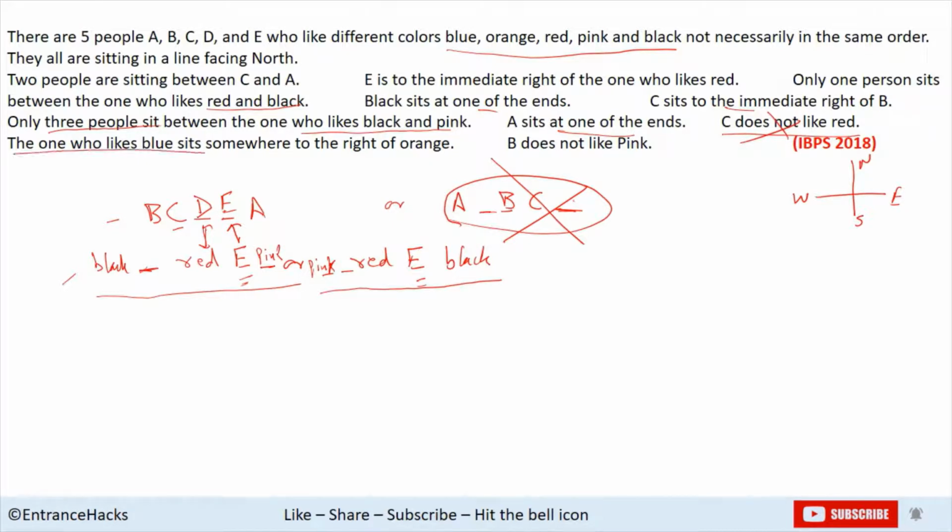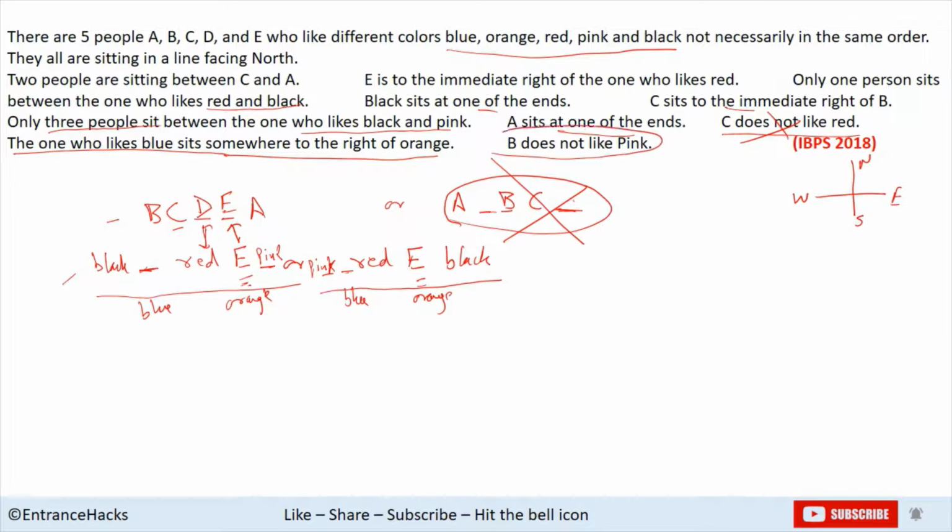Now, the one who likes blue sits somewhere to the right of orange. The orange has to be necessarily on the right. So in either case, this statement will give orange and blue. So this is the one statement we get. Here also we will have pink, blue, red, orange.